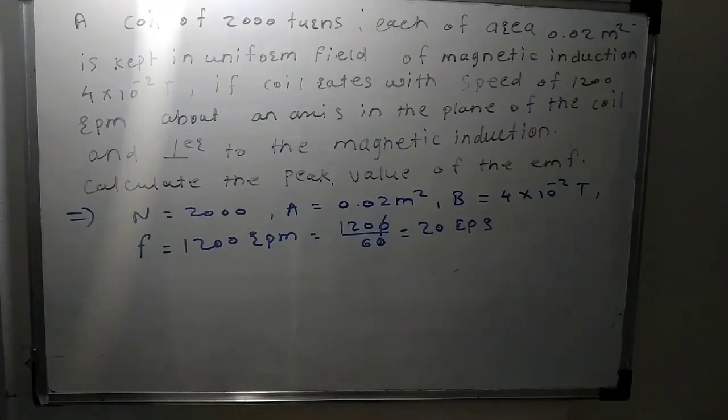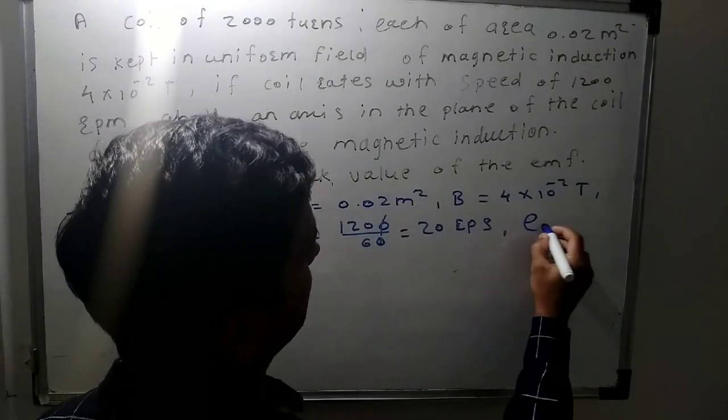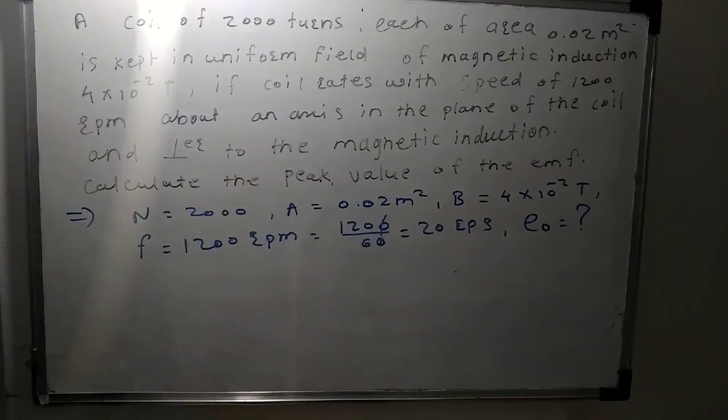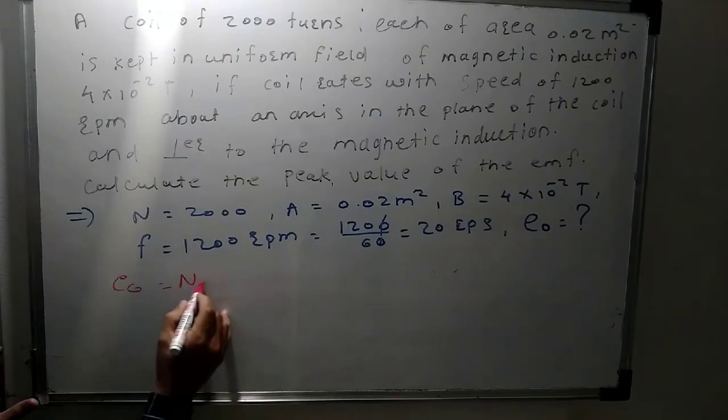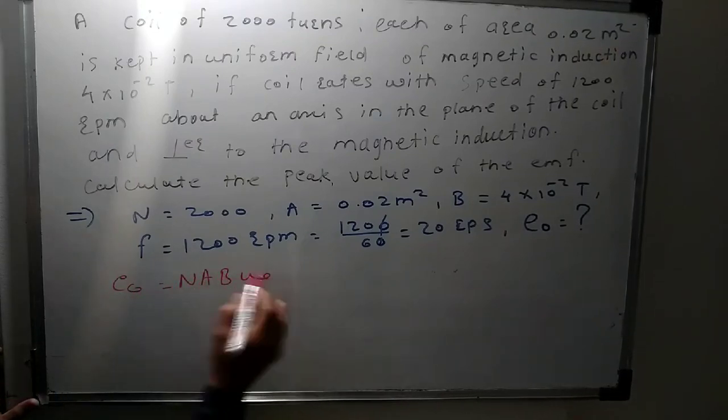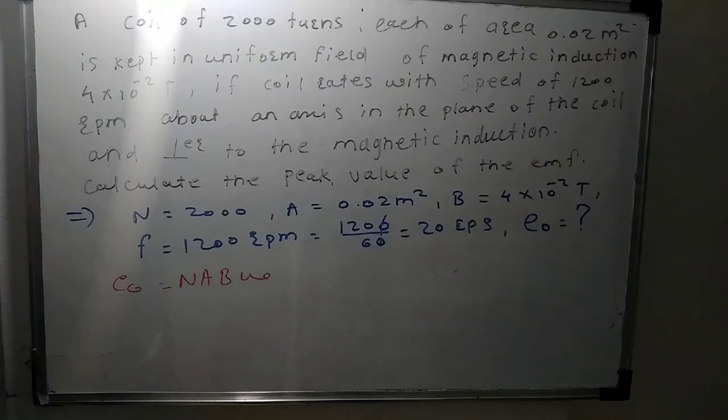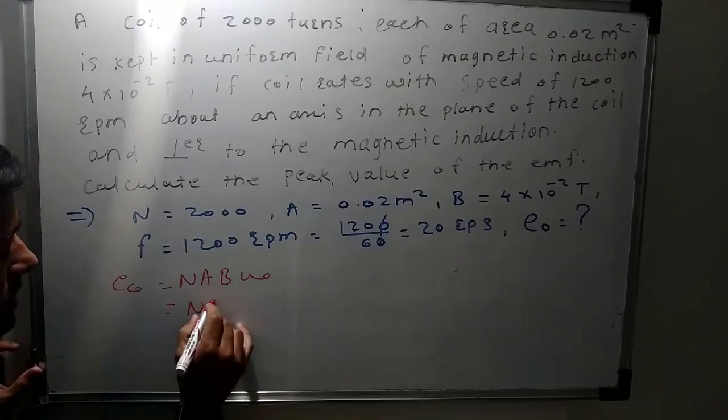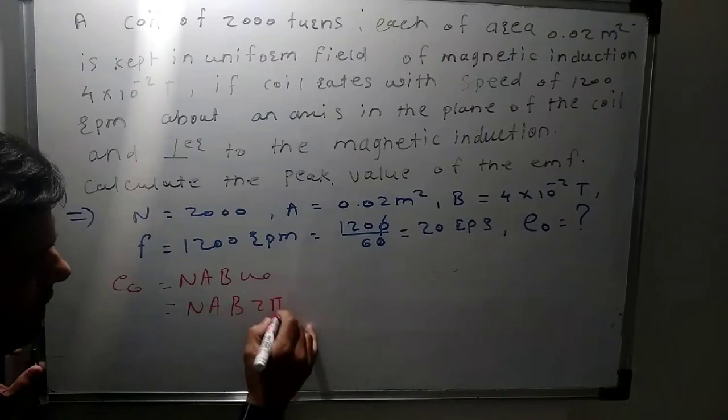Next, what is the given term? The axis is perpendicular, so the angle is 90 degrees. Calculate the peak value of the EMF, denoted E naught. What would be the value of E naught? E naught is NAB omega. If you put the value of omega as 2 pi f, then it is NAB 2 pi f.